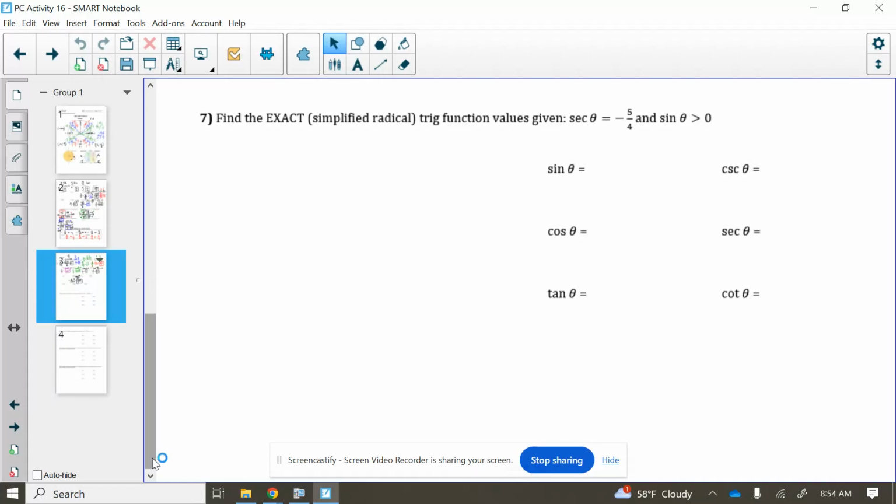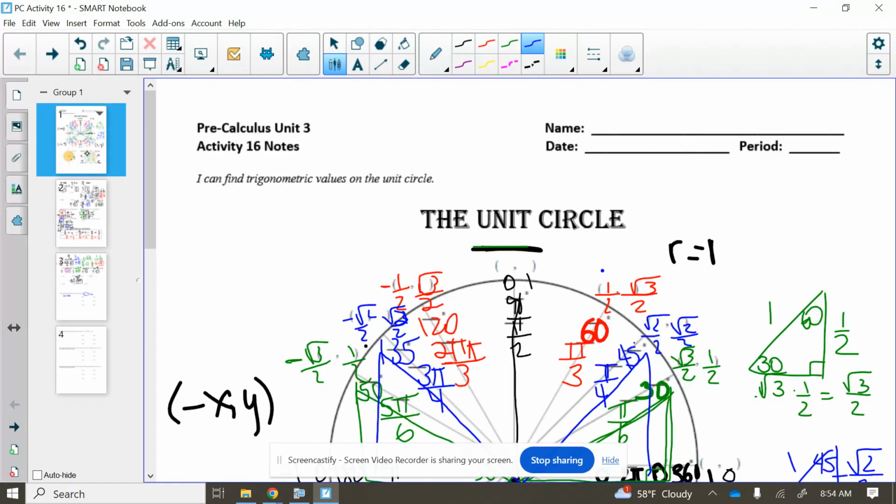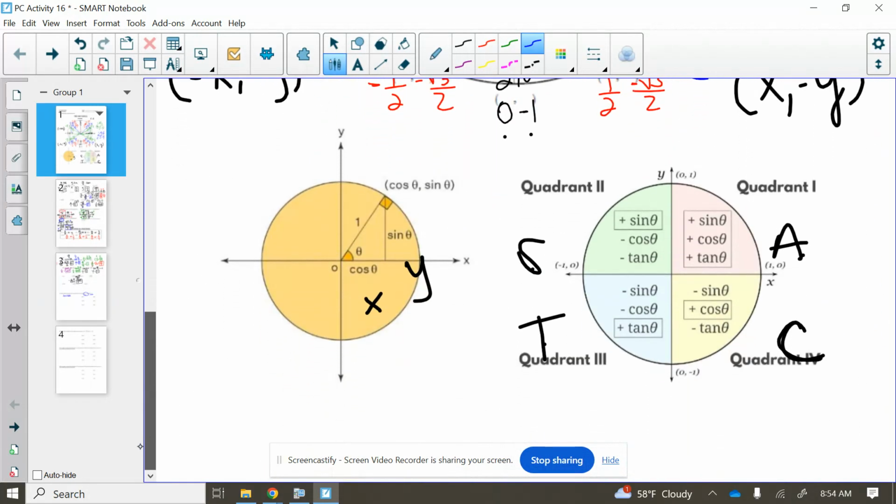So for this first one, they want us to find the trig functions given the secant is negative 5 fourths, and we have a sine value greater than 0. The first thing we want to make sure is that we're drawing this in the correct quadrant. Now, our secant and its buddy cosine are going to be negative in the same quadrants, right? Our cosine and our secant are going to be negative in quadrants 2 and 3.